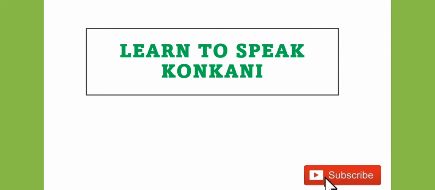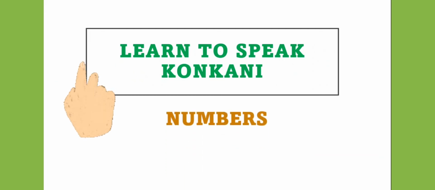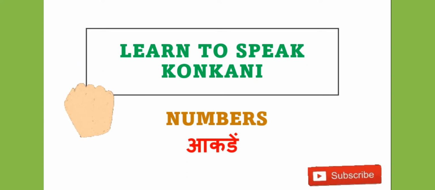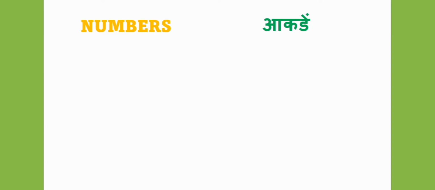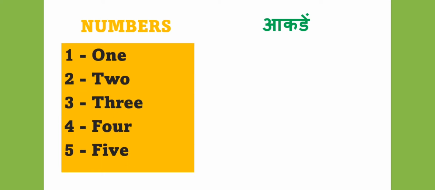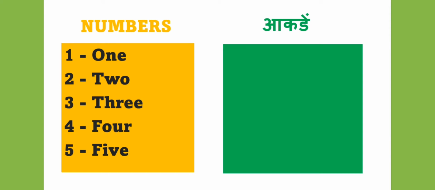So today we are going to learn numbers in Konkani. In Konkani we say akde. Numbers means akde. One. In Konkani we say ek. Ek. Ek.